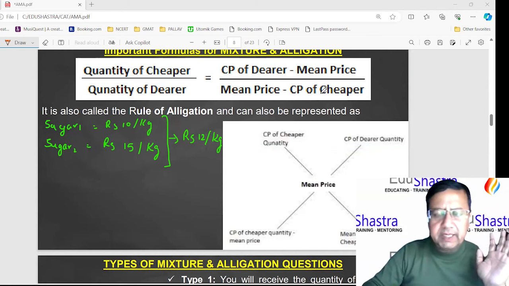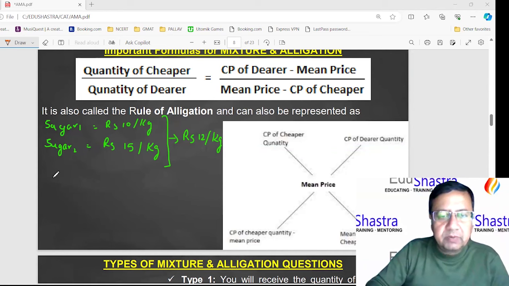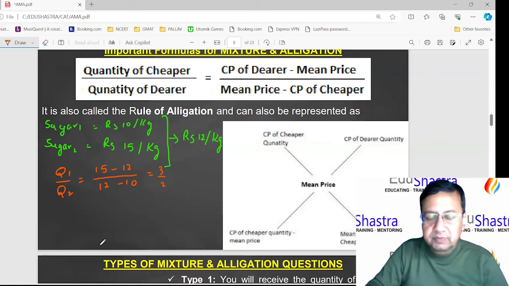You can take any number. So if I calculate this, what should I calculate? The quantity of the first to the quantity of the second. I want this ratio. So this is 15 minus 12 divided by 12 minus 10, and this simply comes out to be 3 is to 2.